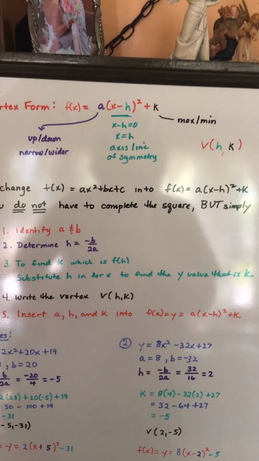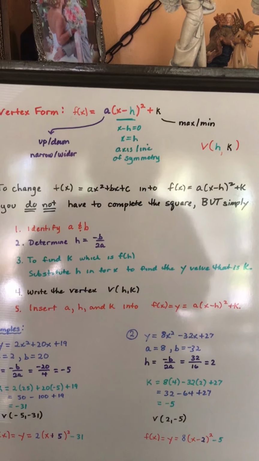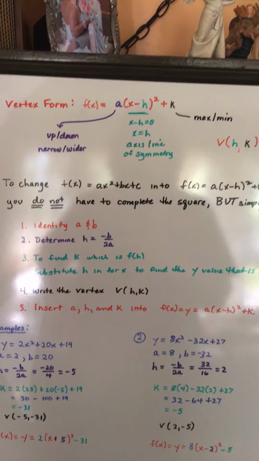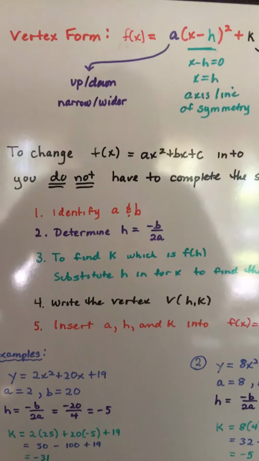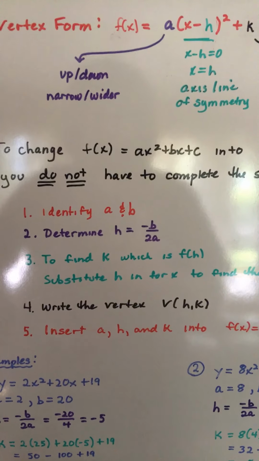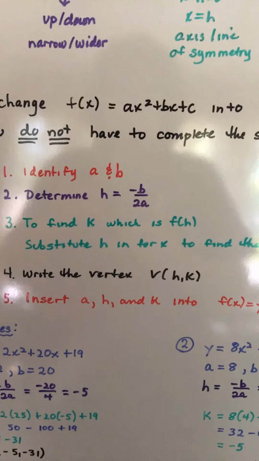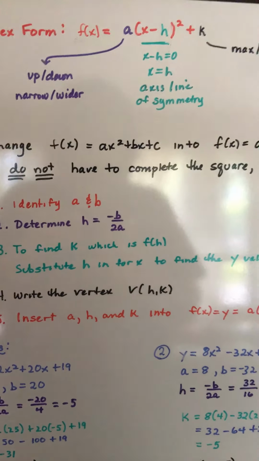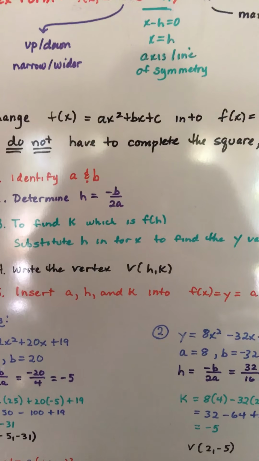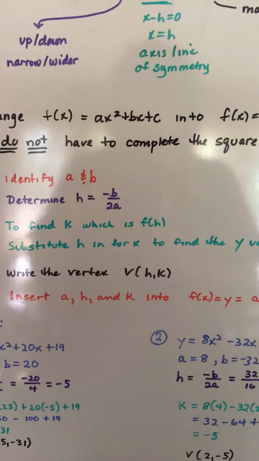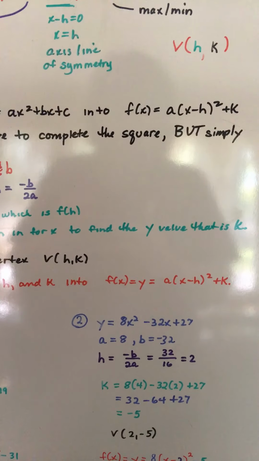Now, to change from standard form to vertex form, you don't have to complete the square, which is the way all of your Turkey books show it. I've never understood why. All you need to do is know a and b. You need to be able to find h, which is -b over 2a. You need to be able to find k, which is just f of h. It's the x value plugged in to find the y value. Determine what your vertex is.